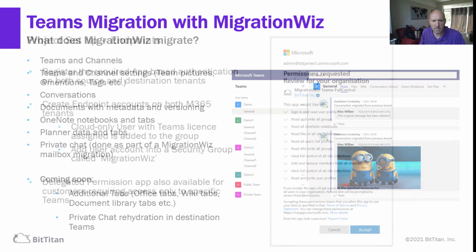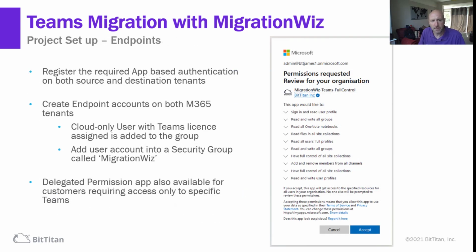Okay, let's talk about actually setting up the project. So MigrationWiz is pretty simple in the way it works. The key is having two endpoints. So you set up a source endpoint to obviously read data from the source, and a destination endpoint to write to the destination.